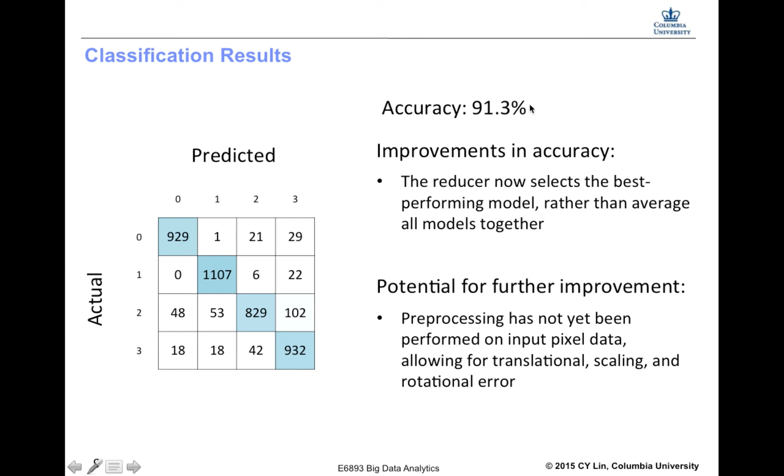We got an accuracy of 91.3%, which, considering we didn't perform any pre-processing on the data, we just inputted the vector of pixels directly into the model, we consider to be quite good. In terms of potential for further improvement, we could consider doing some pre-processing on the data. For example, we don't account for things like translational or rotational error. So if the digit is shifted to the right or left, then a different set of pixels gets activated. But in general, we're quite happy with this performance.